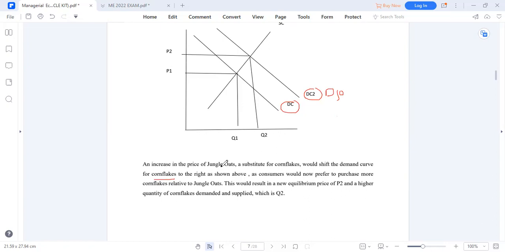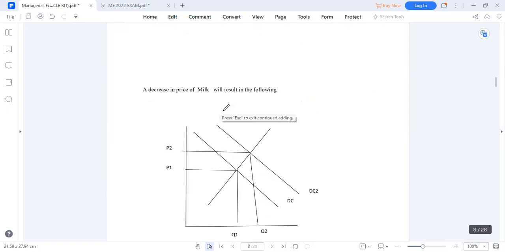So when there's an increase in price for Django oats, which is a substitute for cornflakes, what will happen? There will be a shift in demand for cornflakes. If Django oats become expensive, you demand more of cornflakes. So demand will increase from DC1 to DC2. All these are cornflakes; there's no Django oats here, because Django oats have become expensive. Consumers will prefer to purchase more cornflakes relative to Django oats. So this would now create our new equilibrium from PC1 to PC2. So this is how you got your 3 marks.